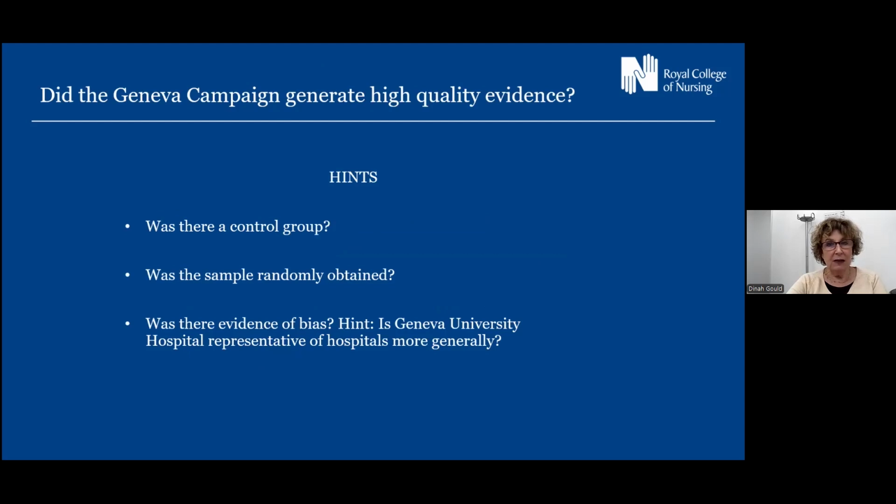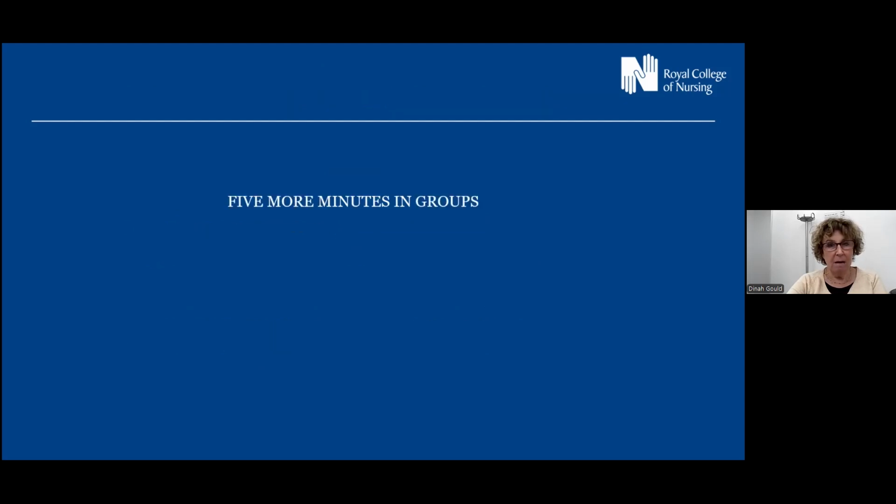So there are some hints here. Was it high quality evidence? Was there a control group? Was that sample randomly obtained? Was there evidence of bias? Do you think the hospital in Geneva represents hospitals more generally? Have you ever been to Switzerland? Is it a poor country or is it a rich one? Is it typical of everywhere?